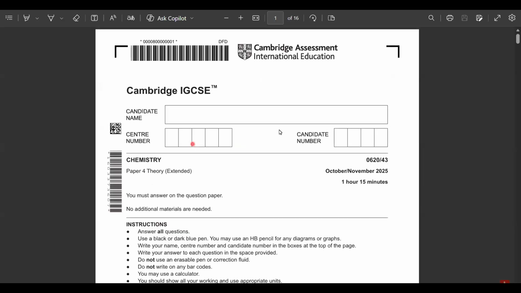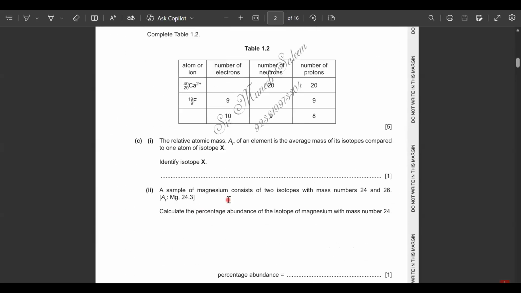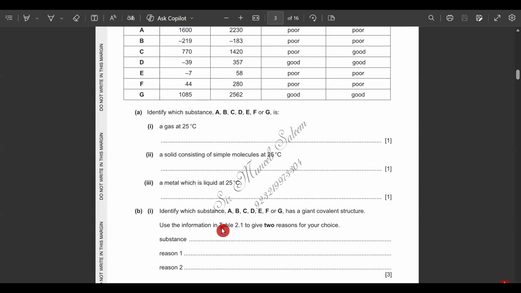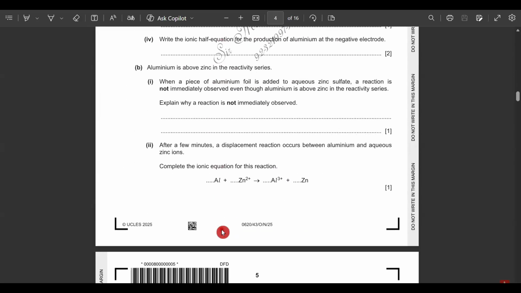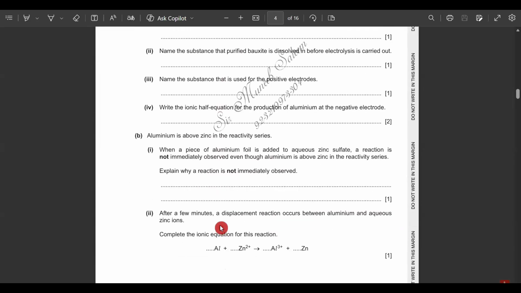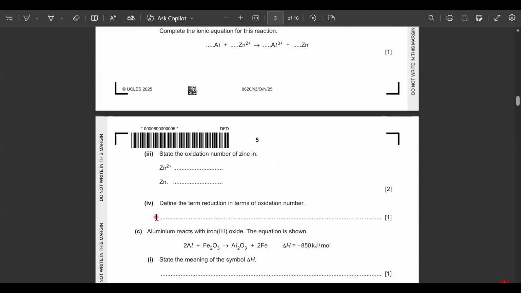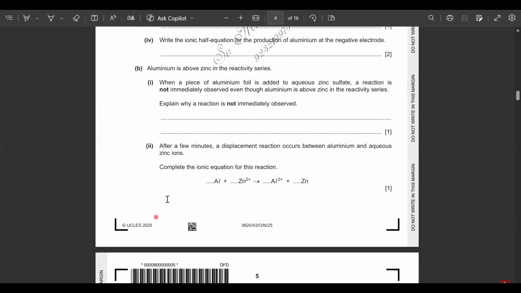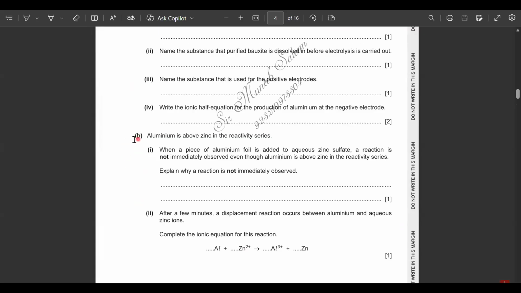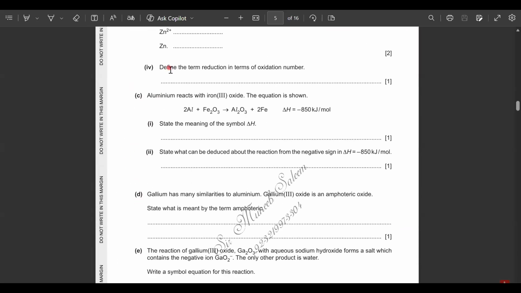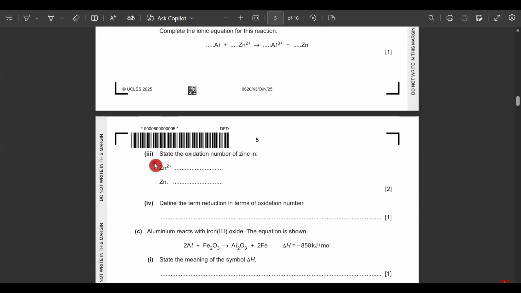Assalamu alaikum students. Today we will practice the questions of paper 4 of October 2025, third variant, and as we are covering some selected topics, we'll switch on and jump straight to those questions, starting from question number 2, question 3, B part, and here the third subpart.